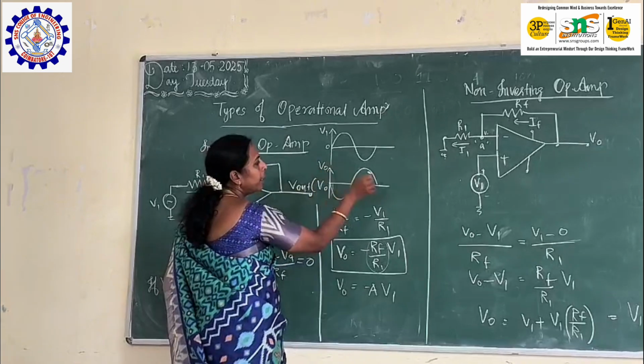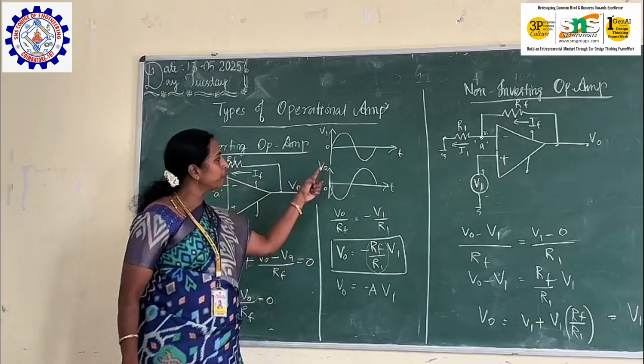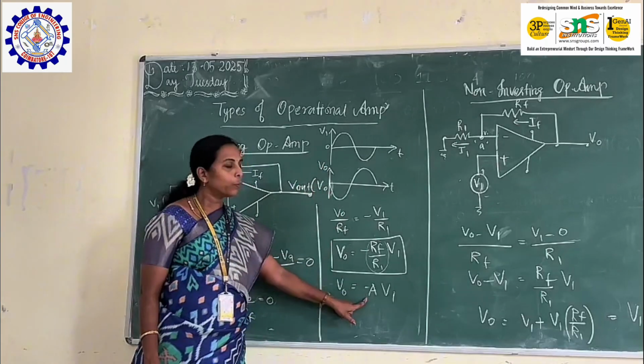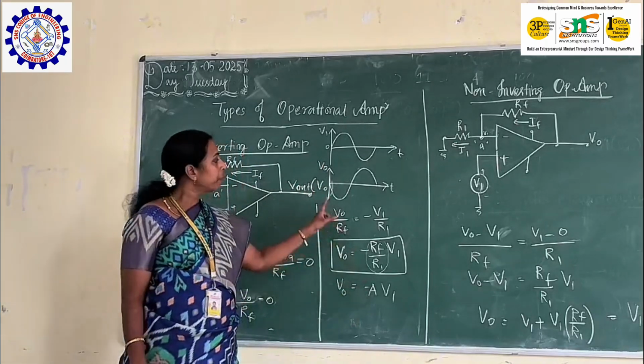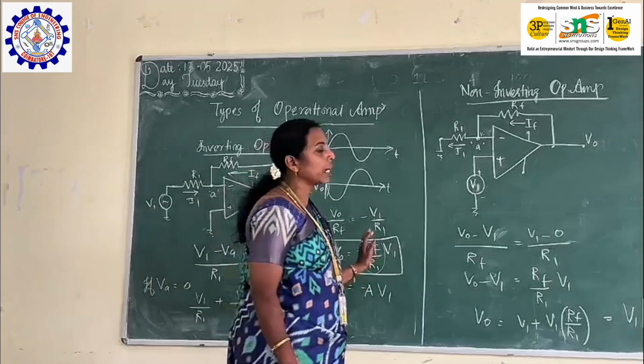This will be V out with respect to time. So this is the input. If this is the input voltage, this is the output voltage with respect to this equation. Because of this inversion, we call this amplifier an inverting amplifier.